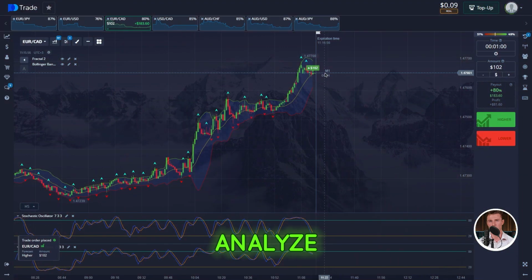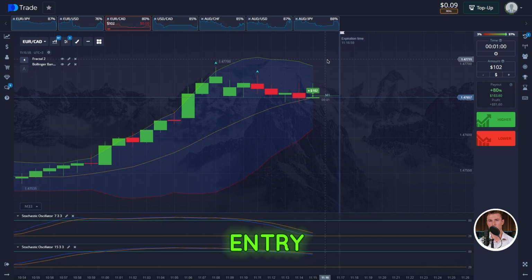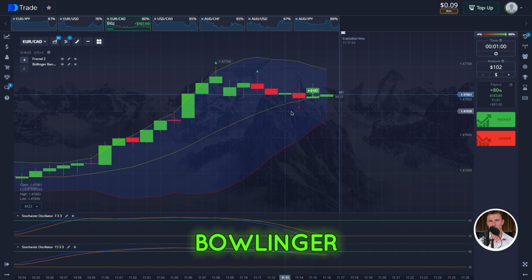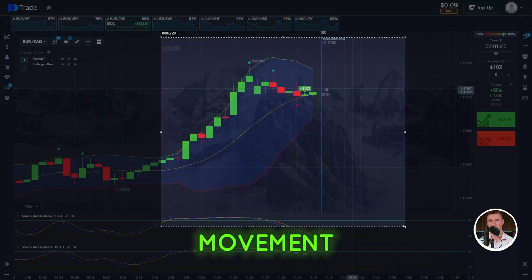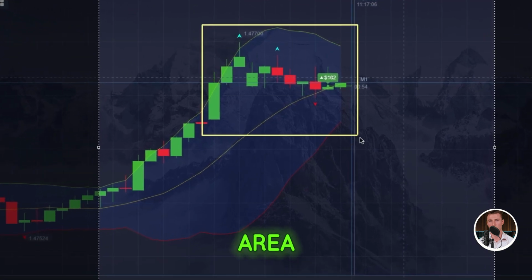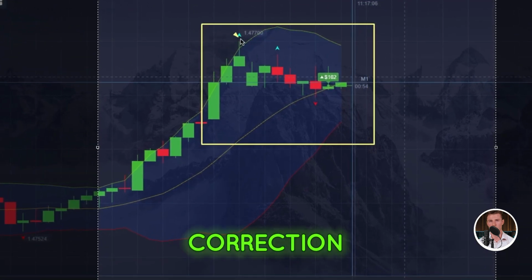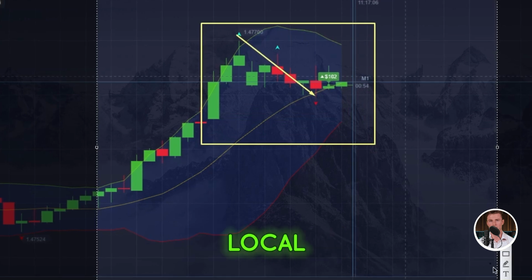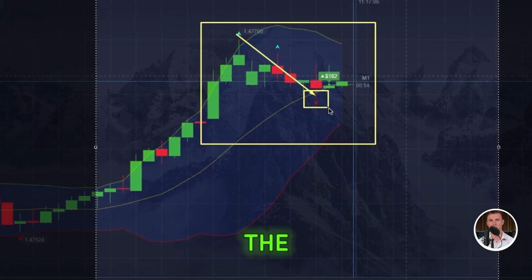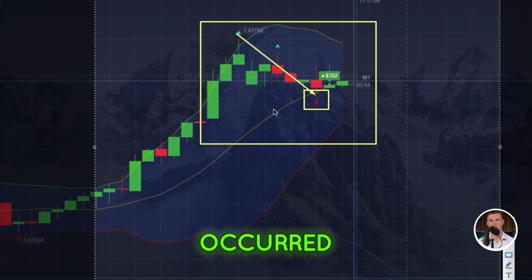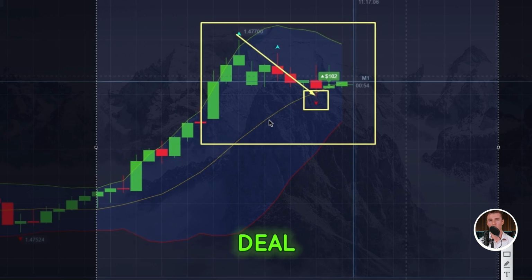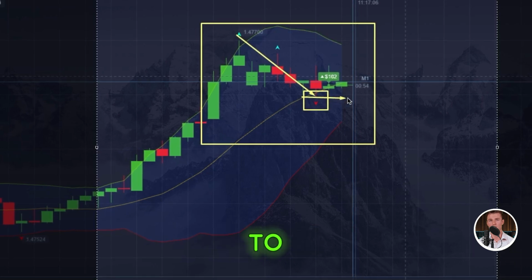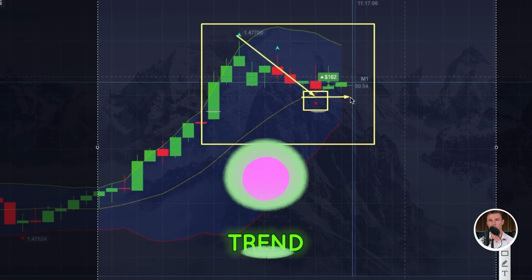Look here, we will analyze just another trade entry, and we will analyze here the touch of the Bollinger moving average. We are interested in the intra-channel movement, so we will highlight this area of movement. We see a correction with upward dynamics. The local minimum has been updated. The touch of the moving average has occurred. And accordingly, in this case, you always need to open a deal, it doesn't matter to the trend, whether it was a downward or upward trend.